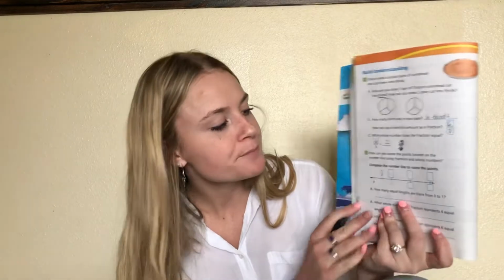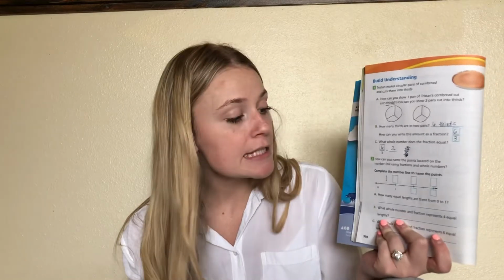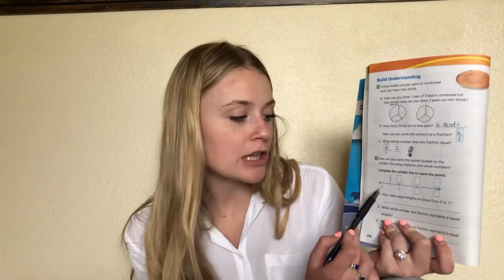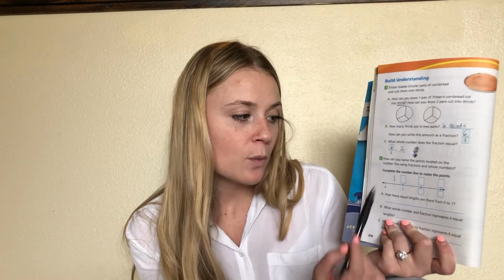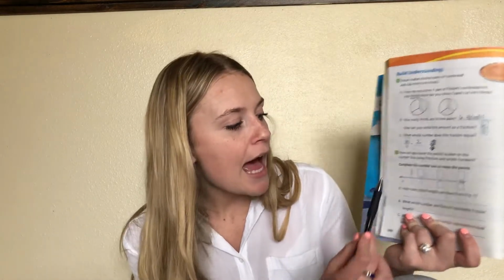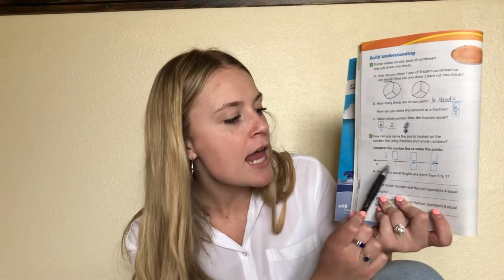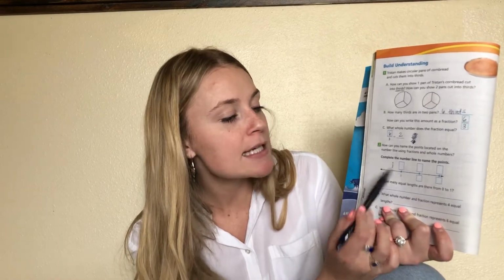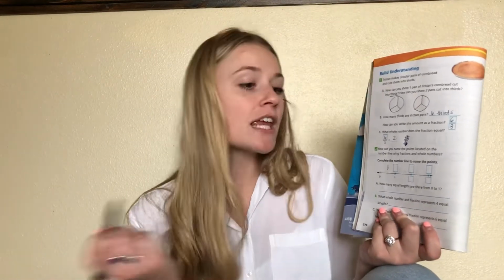All right, number 2. How can you name the points located on the number line using fractions and whole numbers? Complete the number line to name the points. Well, let's look and see what I already have. It's labeled 0, it labeled 1/2, and then it labeled 1. Now, if this is 1/2, that means from 0 to 1, I have 2 pieces. Remember how we did fractions on a number line yesterday? That's this, the same thing.